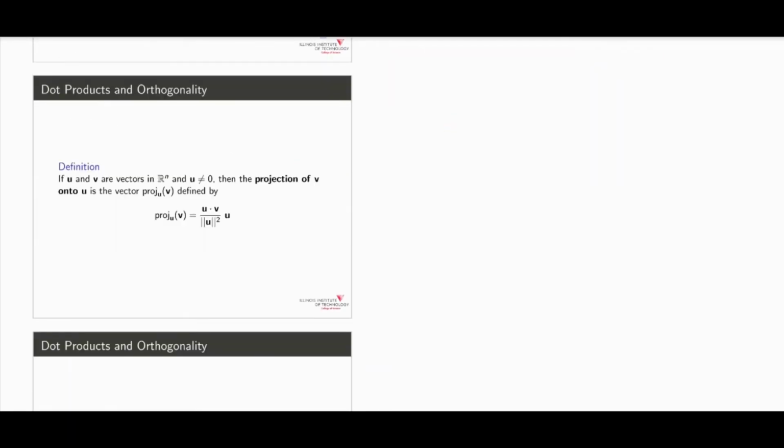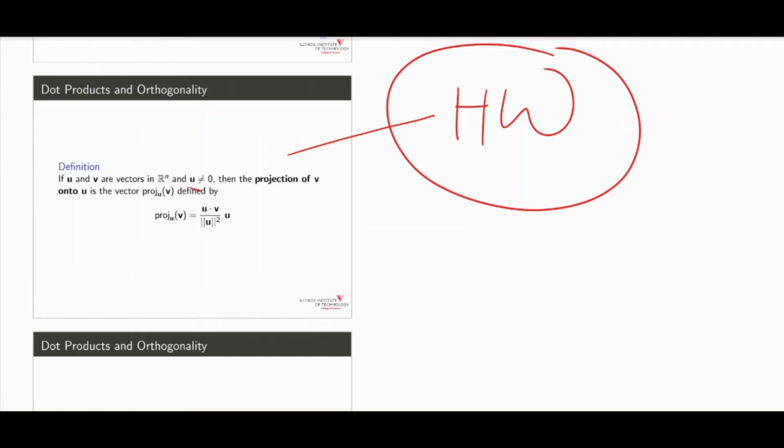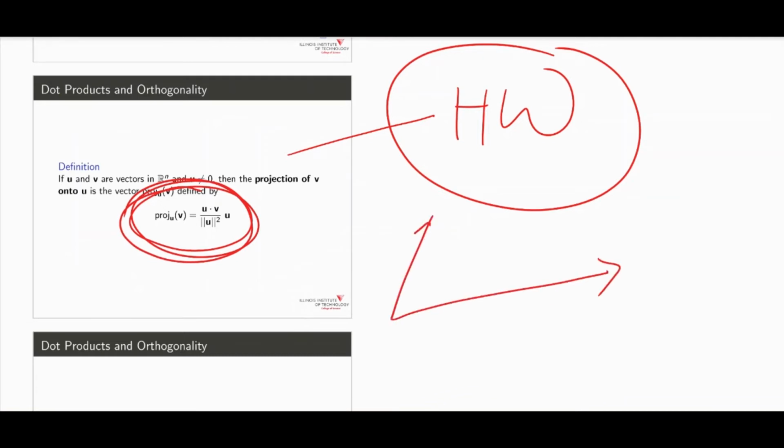Another situation where we will run into dot products is when you do projections. This is not new. You have seen it before, and this is one of the homework problems from a long time ago. We talked about how to do a projection of a vector v onto u, and I spent a lot of time deriving the formula, so I'm not going to derive it here. You have a vector v and a vector u, and you want to project the vector v onto u. This vector right here is known as the projection of vector v onto u.